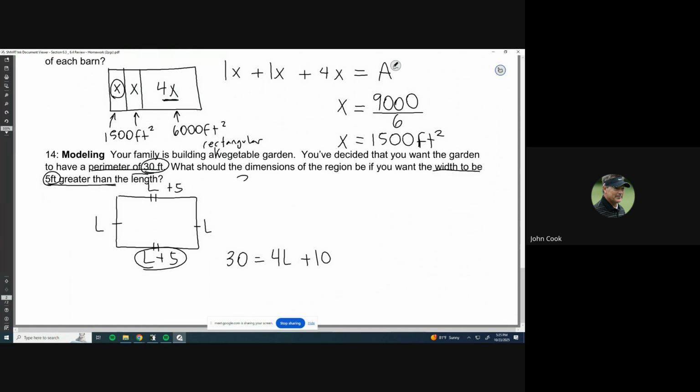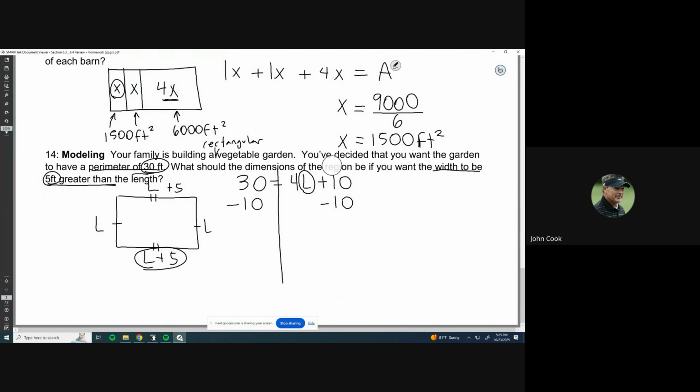So let me write it up here. 30 equals 4L plus 10. That's the thing that we're supposed to solve, like the equation that they're asking us to find. So now we just go ahead and get into our solving algorithm. So we want to get L all by itself. So to do that, we get rid of any adding or subtracting. First, I notice a plus 10 over there. So I'm going to subtract away 10 on both sides.